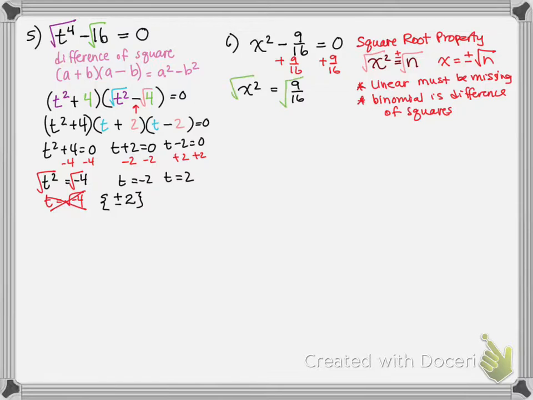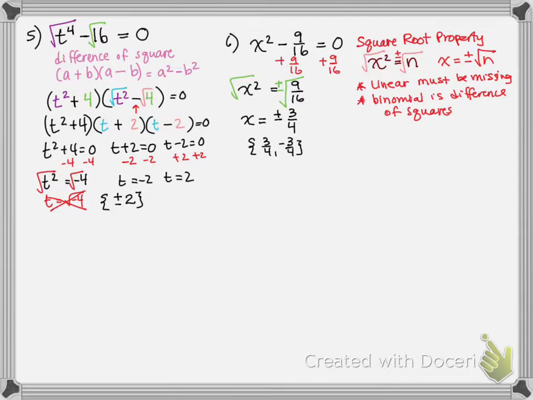But as soon as I put a square root over a variable, I need to add plus or minus in front of the other side. So the square root of x squared is x. Then I'm going to get plus or minus, and then I'm going to take the square root of each number. So the square root of 9 is 3, and the square root of 16 is 4. So my solution set contains 3/4 and negative 3/4. So that's kind of a nice trick if I have a difference of squares.